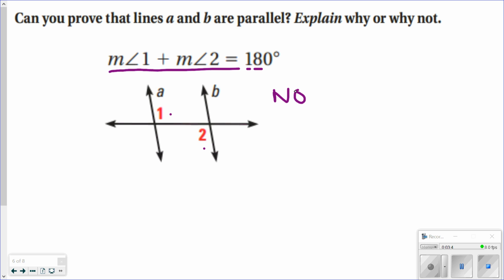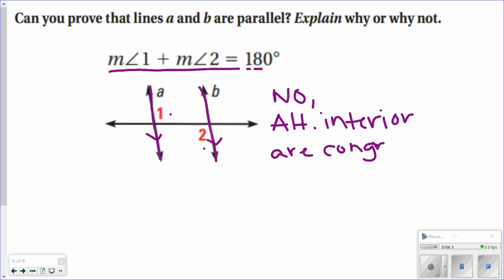The answer is no. These are alternate interior angles, which means if these two lines were parallel, those would have to be congruent. So since they're not congruent, they're supplementary, we cannot prove that these are parallel. So this is an example of a situation where the answer is no. So alternate interior angles are congruent, not supplementary. I'm just going to put sup.